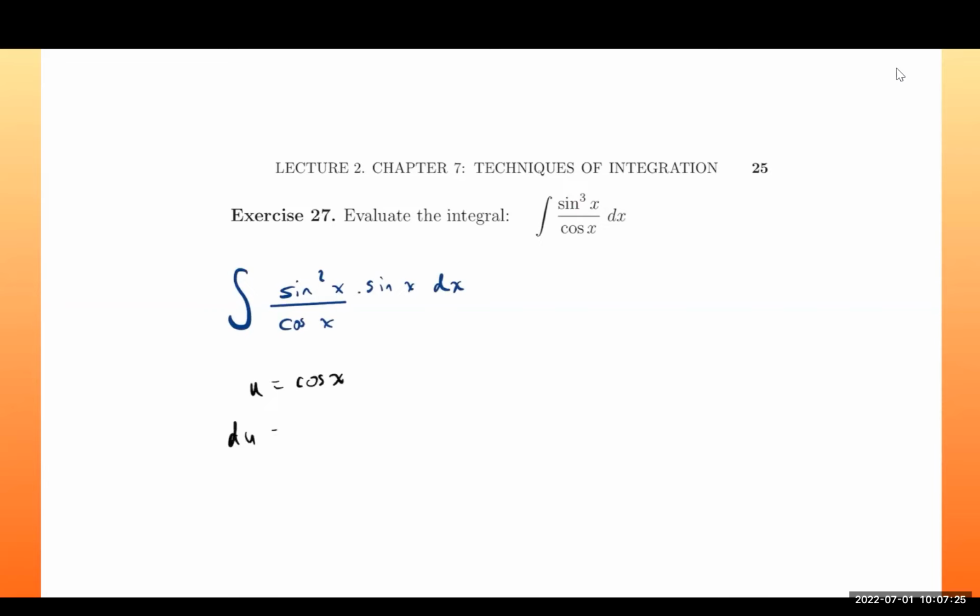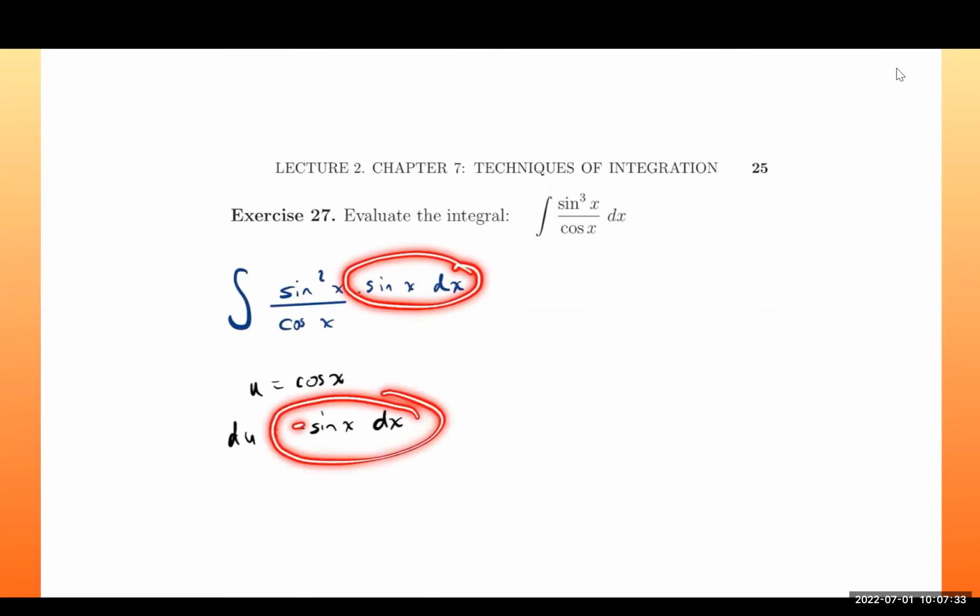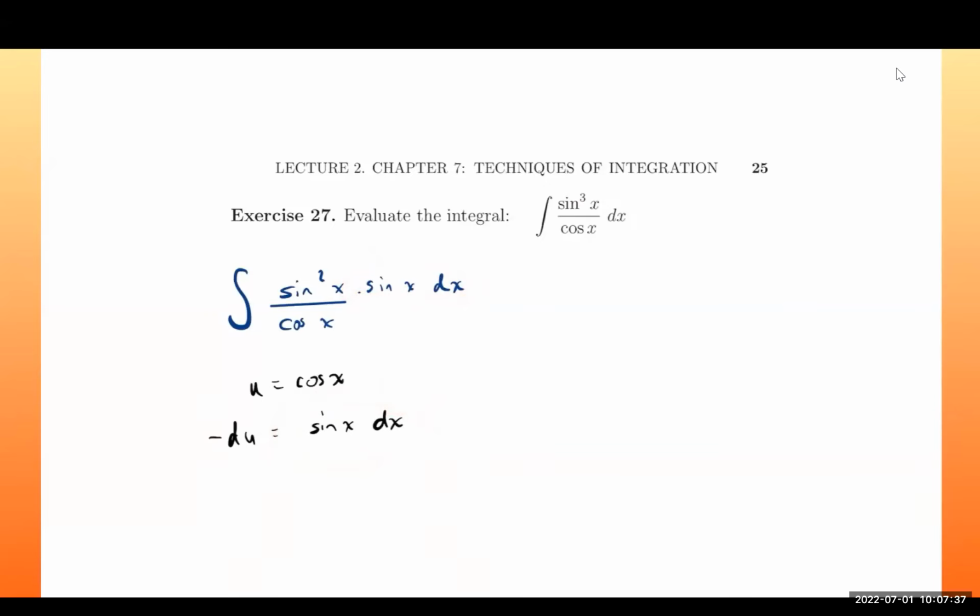Our u will be cosine x, because when we differentiate, we get negative sine x dx. And there's the substitution that I was referring to. We don't want the negative, so I'm going to move the negative to the opposite side by dividing by -1. So now we can go ahead and substitute. The sine squared x becomes 1 minus u squared, because we know that sine squared x is equal to 1 minus cosine squared x. So that's an identity we're going to use.